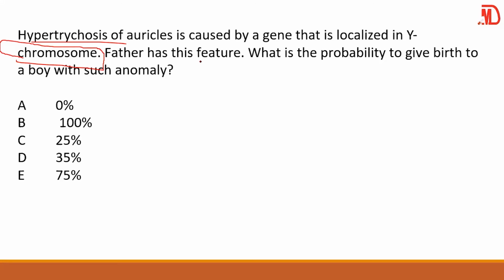The father has this feature. Now, when we say something is located on the Y chromosome, that means it is found on the Y. XY is a man, so it can be found on the Y chromosome. So what is the probability to give birth to a boy with such abnormality?